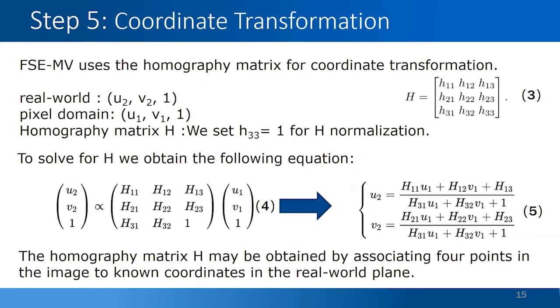Step 5 is coordinate transformation. FSE-MV uses the homography matrix for coordinate transformation. The matrix H is given in equation 3. We set H(3,3) to 1 for H normalization. To solve for H, we obtain the following equations 4 and 5. H may be obtained by 4 marker points in advance.